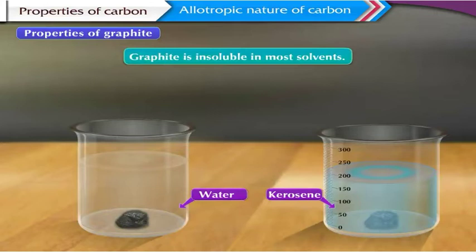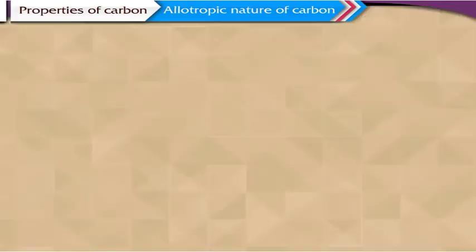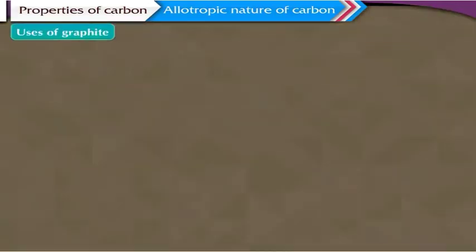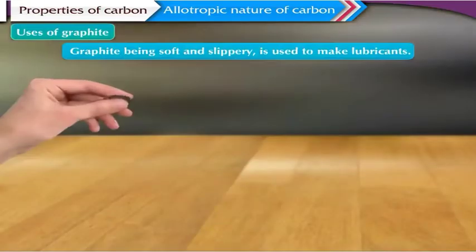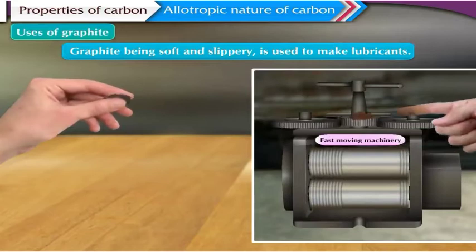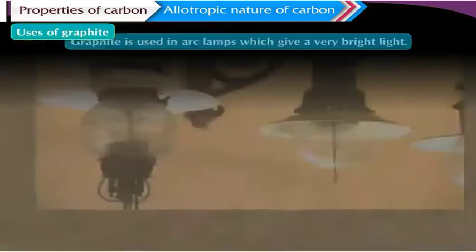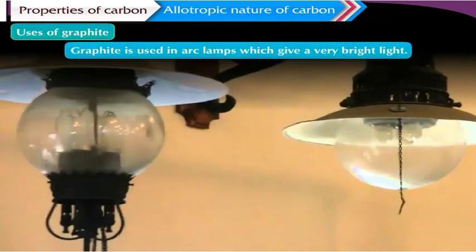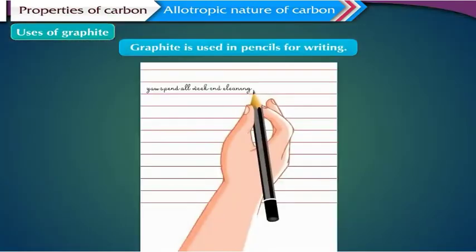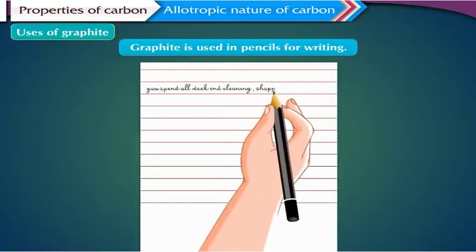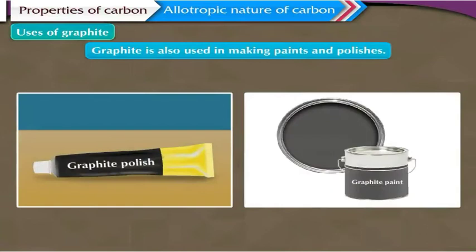Let us now discuss some uses of graphite. Uses of graphite. Graphite being soft and slippery, it is used to make lubricants. Graphite being a good conductor of electricity is used for making carbon electrodes as well as used in arc lamps which give a very bright light. Graphite is used in pencils for writing. Graphite is also used in making paints and polishes.